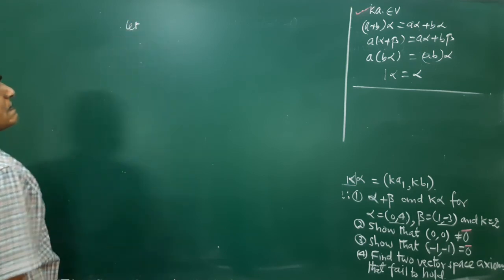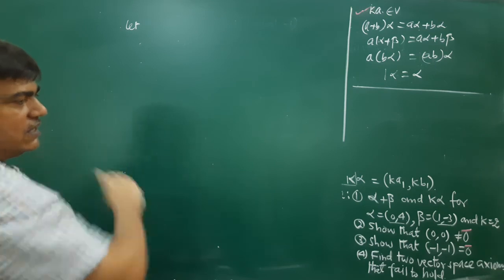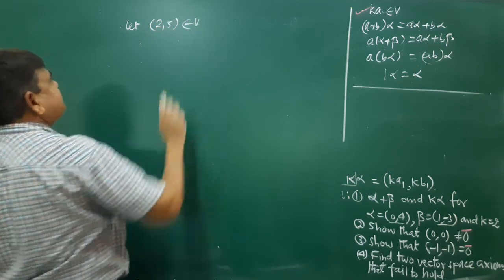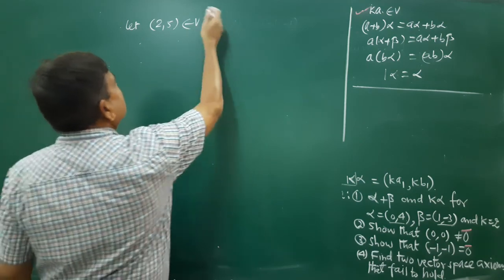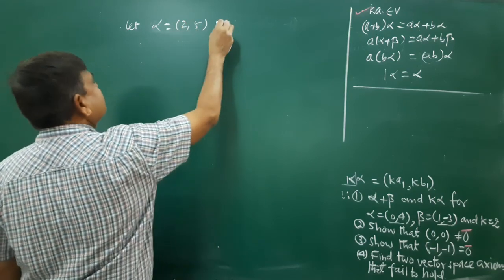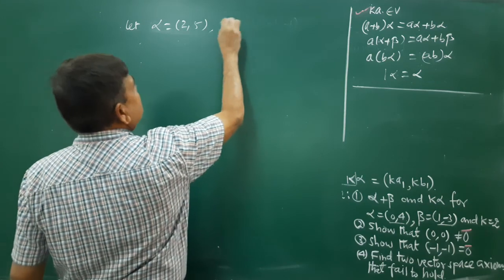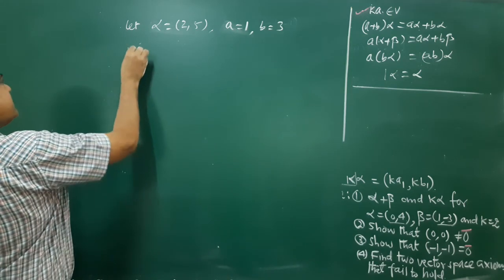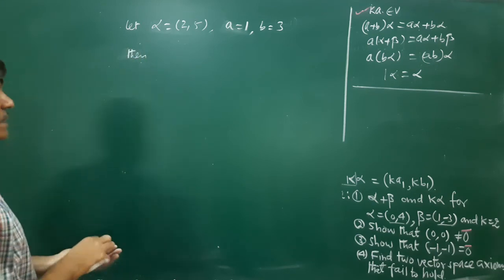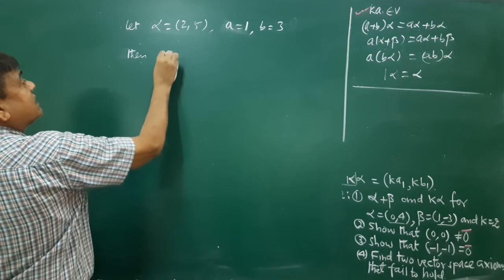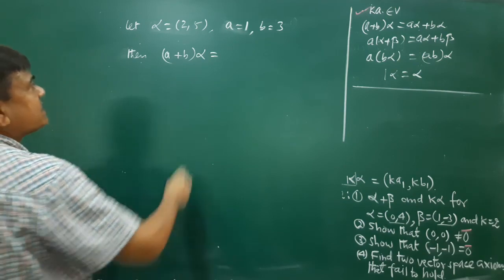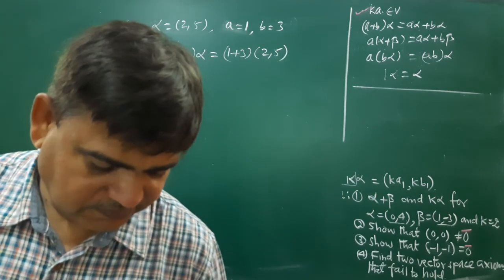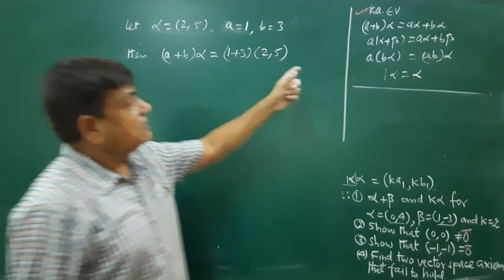Let me consider this example, or any other. Suppose I say (2,5) belongs to here, and alpha is (2,5), k equals to, a is 1 and b is 3, for example. Then (a plus b) times alpha, a plus b means it is 1 plus 3, times (2,5). I am checking this.